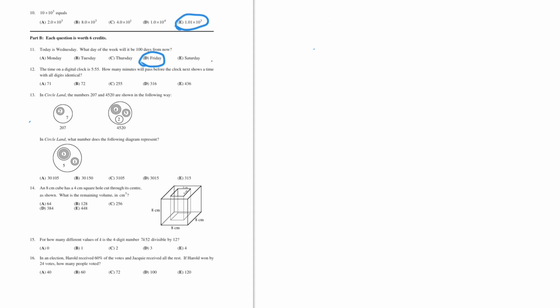Number 12. The time on a digital clock is 5:55. How many minutes will pass before the clock next shows a time with all digits identical? So right now it is 5:55.